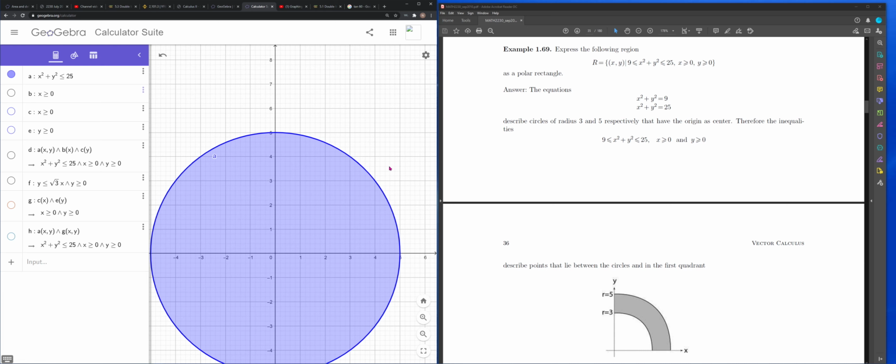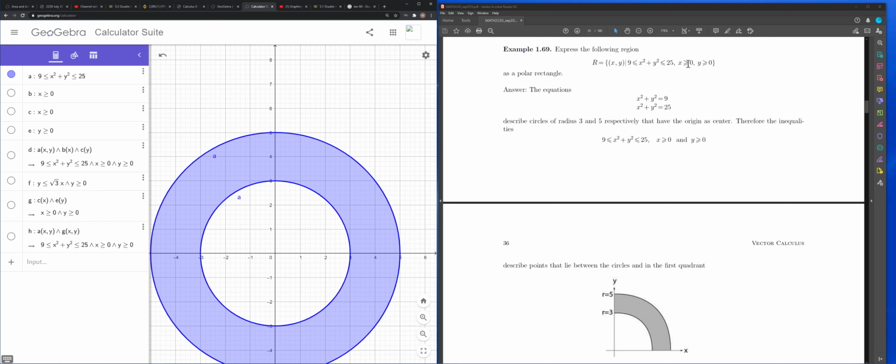We saw this already, I'm just going over it again. So x squared plus y squared less than or equal to 25 gives me a disk of radius 5. When I consider x squared plus y squared lying between 9 and 25, that gives me an annulus where the inside radius is 3 and the outside radius is 5. So that is this first part over here.